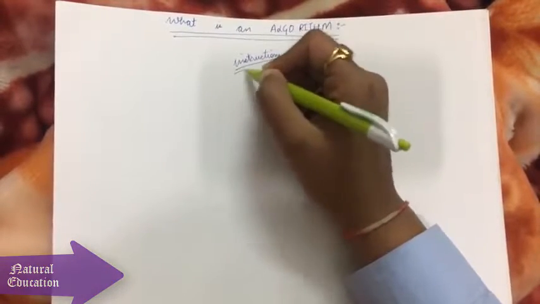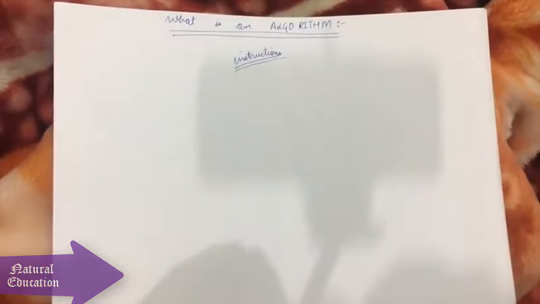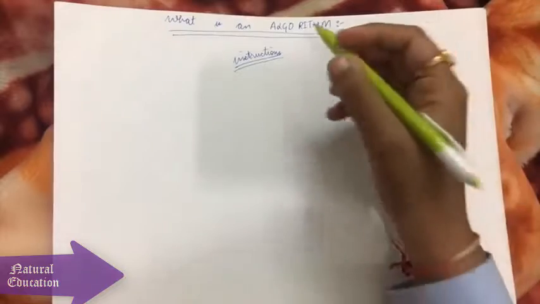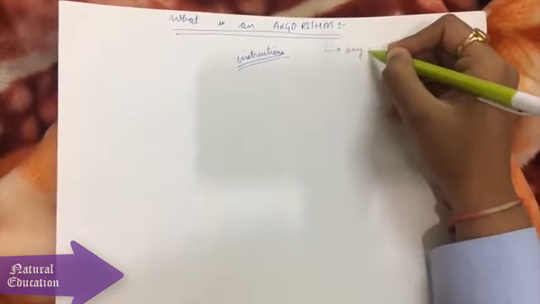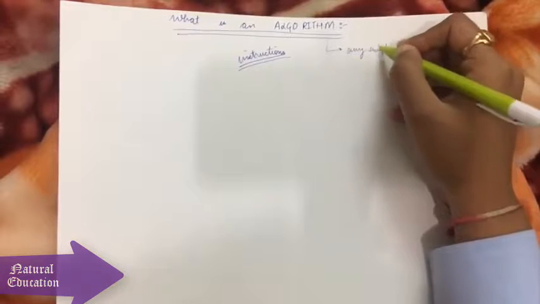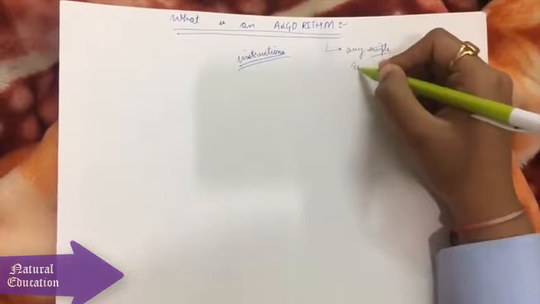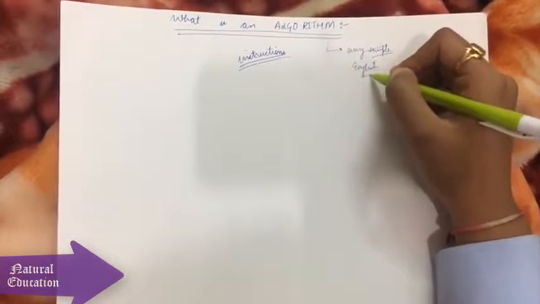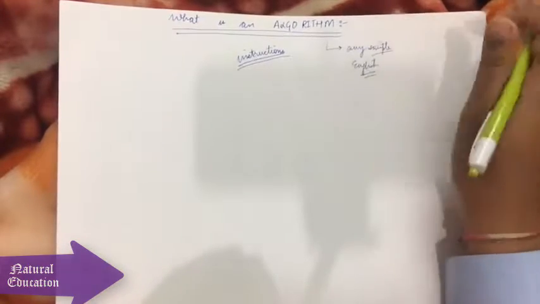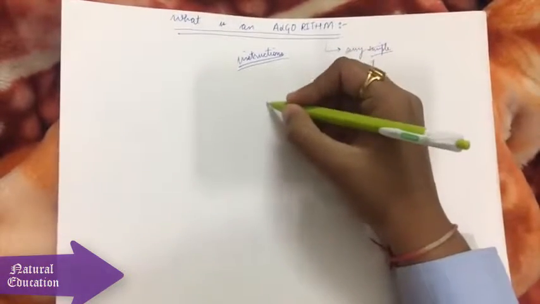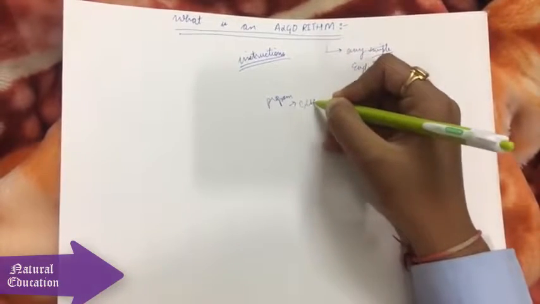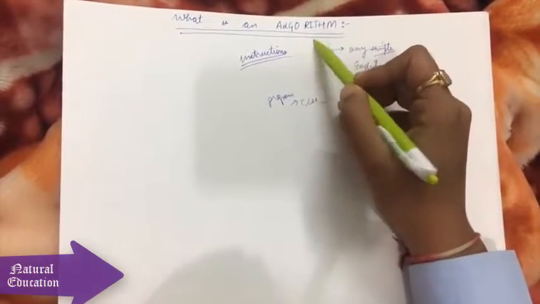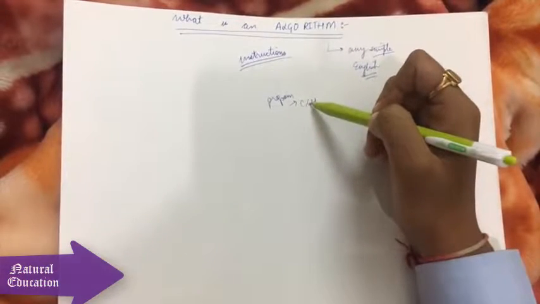Now you might be thinking that a program is also a set of instructions. So what is the difference between an algorithm and a program? An algorithm can be written in any language, even in English. That simply tells me the procedure. But a program is written in a particular programming language like C, C++ and so on. An algorithm has nothing to do with programming languages.